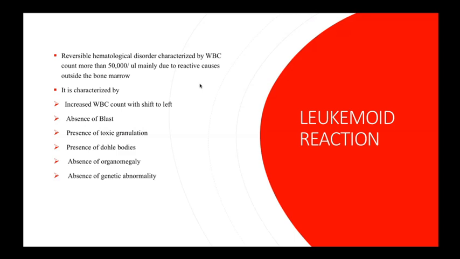So the first case was leukemoid reaction. There was absence of blasts, there was presence of toxic granulation, there was absence of organomegaly, and there was increase in WBC count with shift to left. So it's all combined features. Now, what are the major causes of leukemoid reaction?